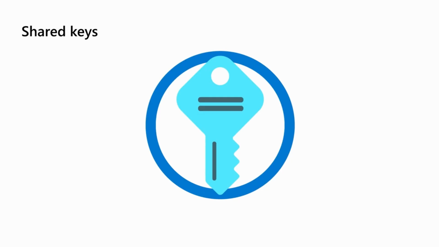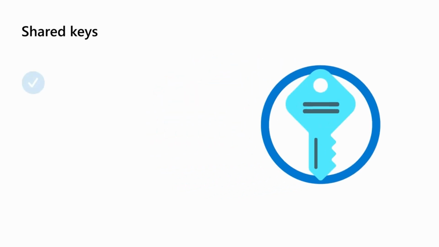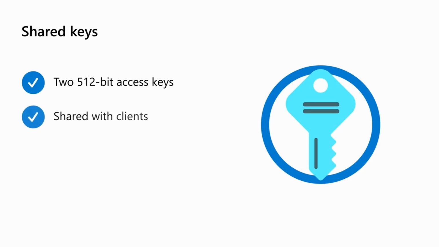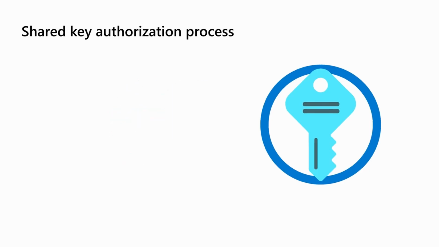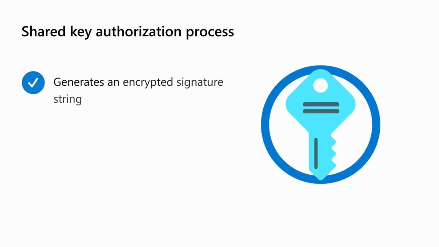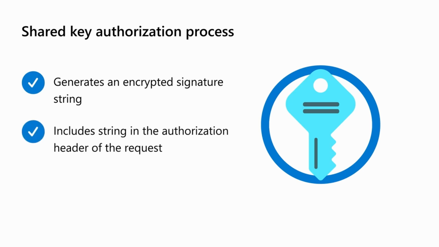In Azure Storage, when you create a storage account, 2 512-bit access keys are automatically generated. These keys are known as shared keys. You share these keys to grant clients access to the storage account. These keys grant root-level access. The shared key authorization process involves utilizing your account access keys and additional parameters to generate an encrypted signature string. This string is then included in the authorization header of the request being made to an Azure service.